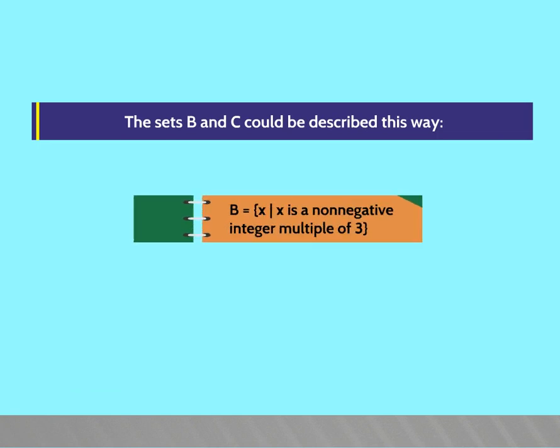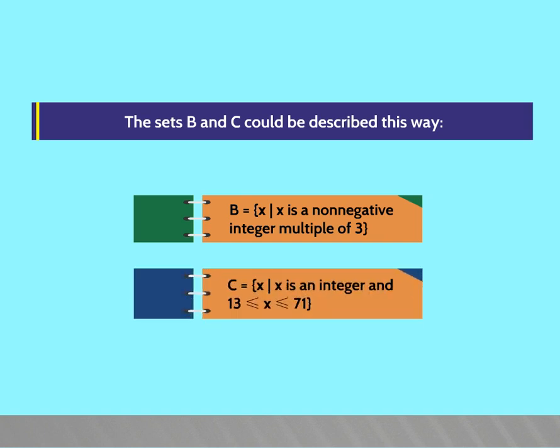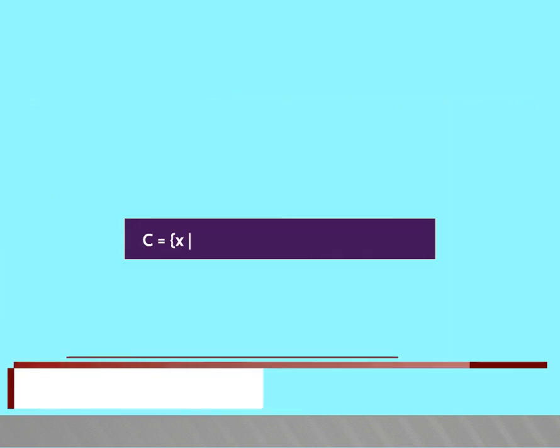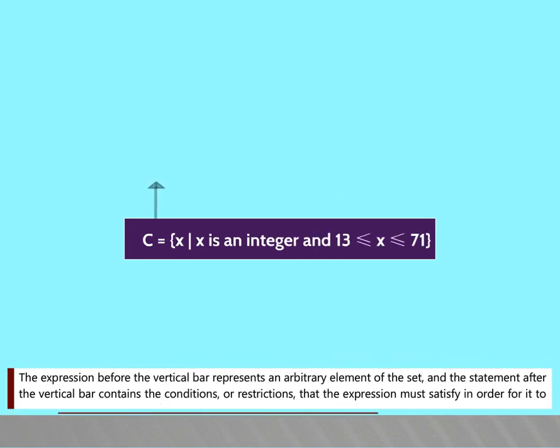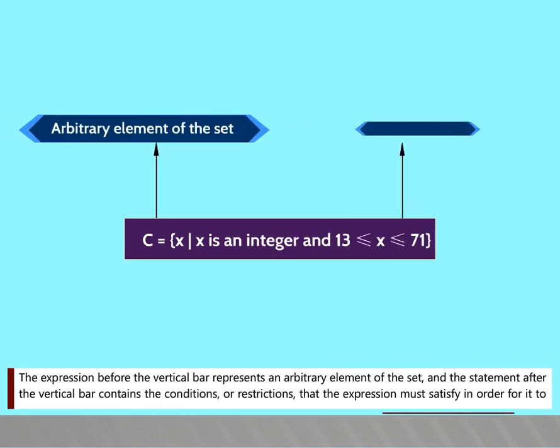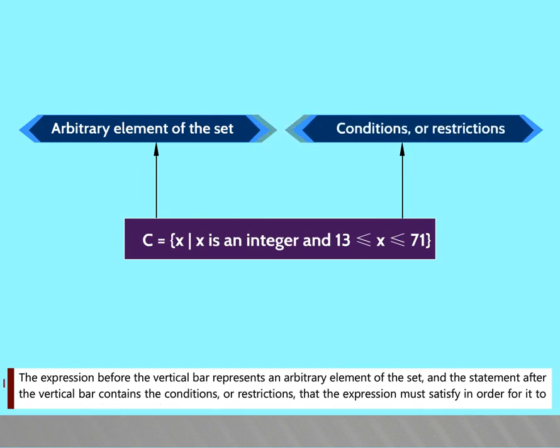B = {x | x is a non-negative integer multiple of 3}. C = {x | x is an integer and 13 ≤ x ≤ 71}. The expression before the vertical bar represents an arbitrary element of the set, and the statement after the vertical bar contains the conditions or restrictions that the expression must satisfy in order for it to represent a legal element of the set.